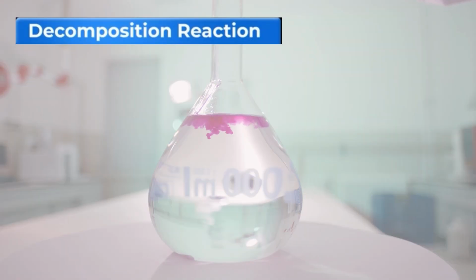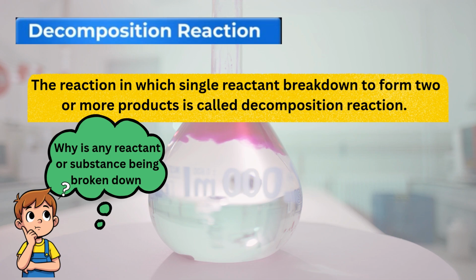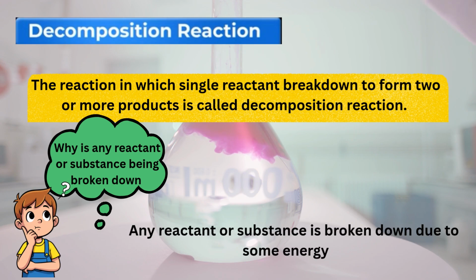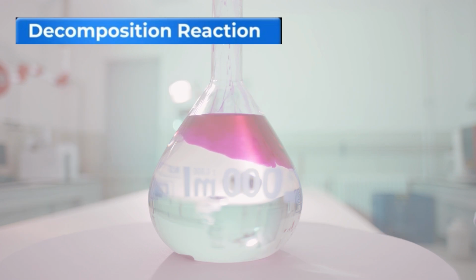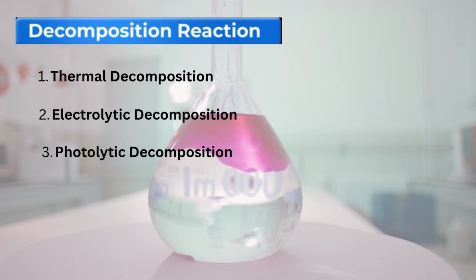Second is decomposition reaction. The reaction in which single reactant break down to form two or more products is called decomposition reaction. Now the question arises, why is any reactant or substance being broken down? The answer is any reactant or substance is broken down due to some energy. Due to this breakdown, decomposition reaction takes place in three types: thermal decomposition, electrolytic decomposition, and photolytic decomposition.